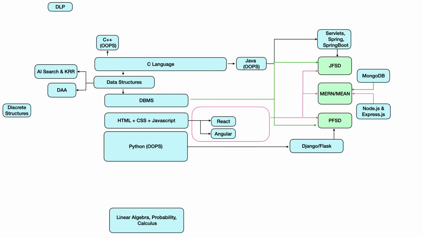Then comes JFSD, which is Java full stack development. For the front end, we can go ahead with HTML, CSS, JavaScript, and its frameworks like React and Angular. For the back end, the age-old servlets and the current modern Spring and Spring Boot can be used for developing web applications using Java. Then we have mobile applications.